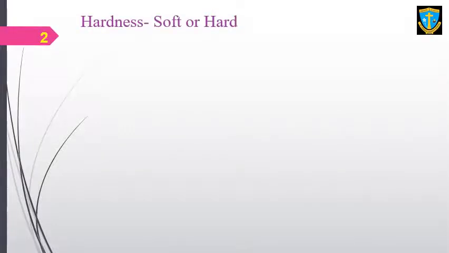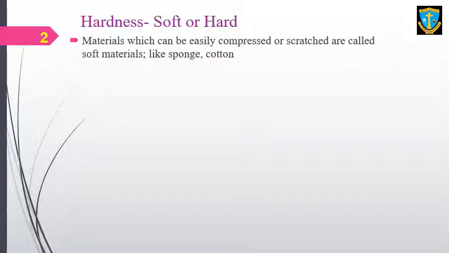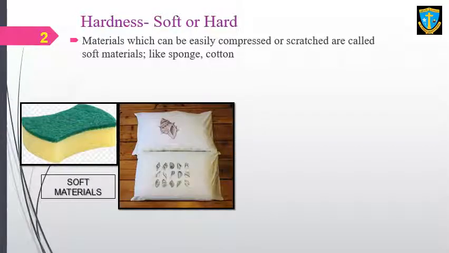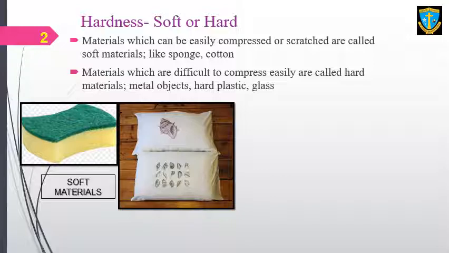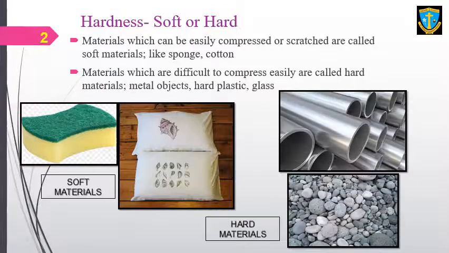Depending upon their hardness, how hard or soft the material is, we can group them. Materials which can be easily compressed or scratched are called soft materials like the sponge, cotton, and you will find many more. Yes, here there is a pillow which can be easily compressed, right? The kitchen sponge also. Now materials on the other side which are difficult to compress easily are called hard materials, like materials made up of metal, hard plastic, glass, yes, even stone too.